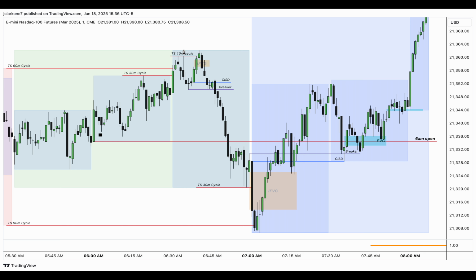Or a 10-minute cycle, but this is a little more in depth. I probably shouldn't have started with this. You only want to look for a 10-minute cycle high to be swept after a 30-minute cycle high. So let's just ignore the 10-minute cycle right now and focus on 30s and 90s. So we get above the 30-minute cycle high, and at this point, once we cross through here, now I go to my checklist.